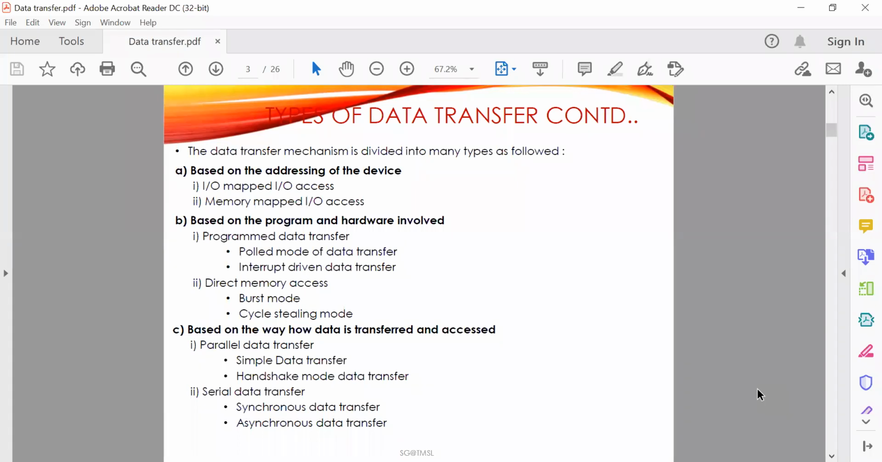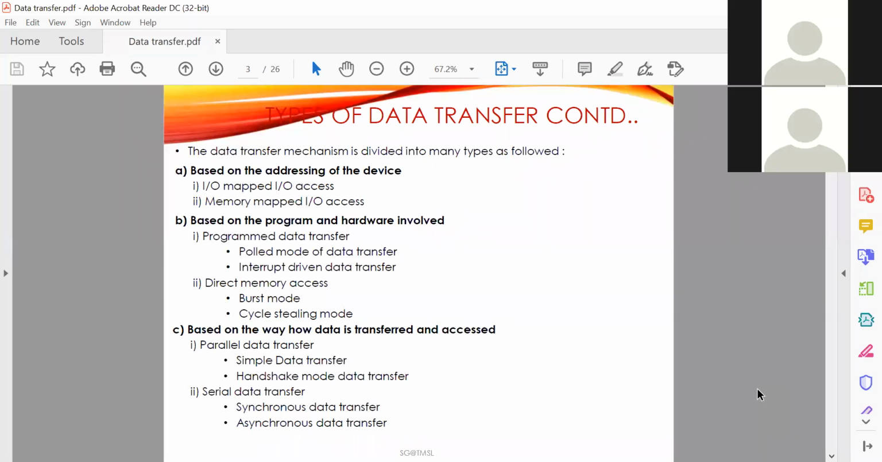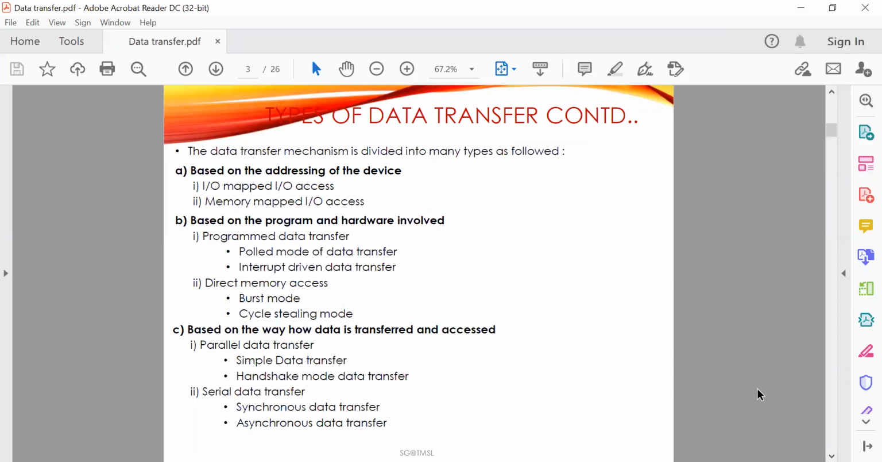Now the mechanism differs based on the characteristics such as addressing of the device, amount of data transferred, method of data transfer, and the interaction among the devices. Here the data transfer mechanism is divided into certain categories. So these are given over there. Based on the addressing of the device, it is divided into two methods. One is the IO mapped IO access and memory mapped IO access.